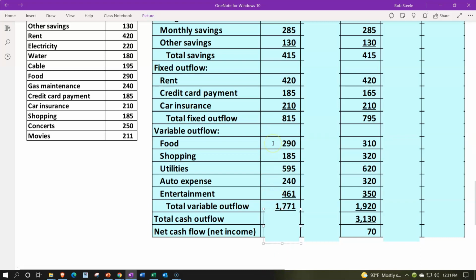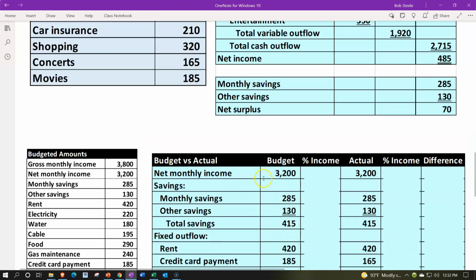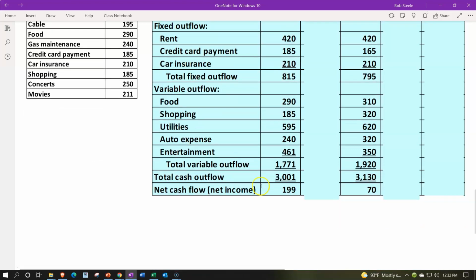So then if we add up the $290 and the $461, we get the $1,771. Adding up the total fixed costs and the variable costs, we get the $815 plus the $1,771 for the $3,001. And finally, the net cash outflow being the $3,200 up top minus that $3,001 gives us the $199.